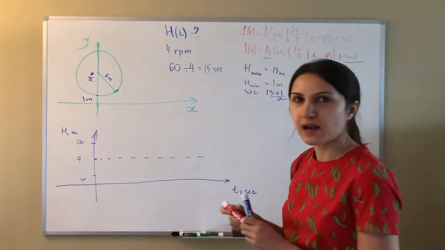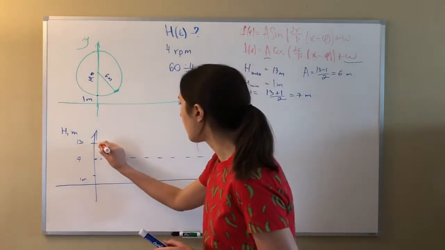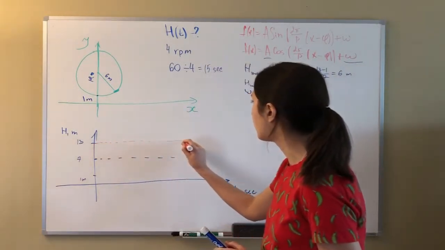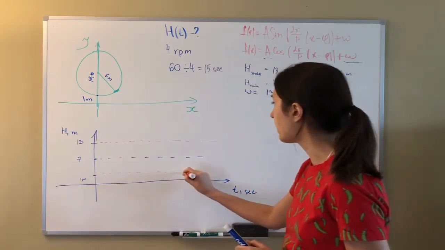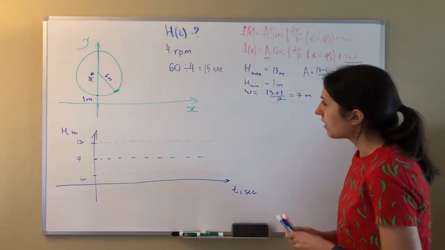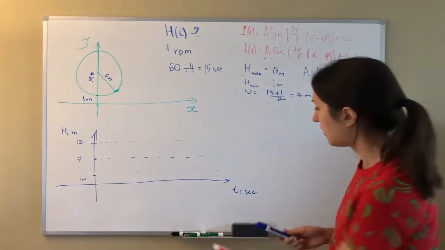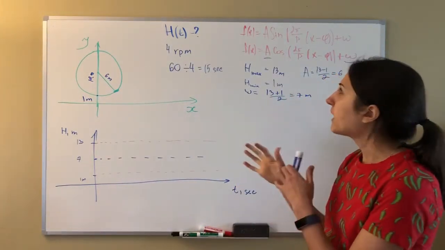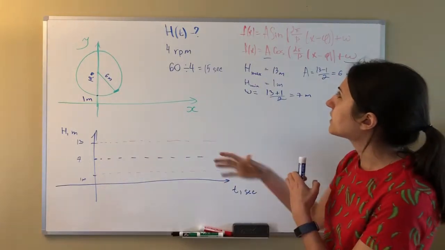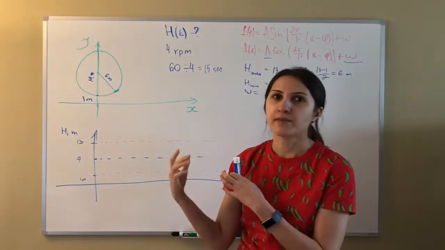Just to help ourselves, we can put the dotted lines here as well to show that within this range, we will have our graph. All right. Now, let's go back to the Ferris wheel. So what do we need to find? We need to express height versus time in seconds.